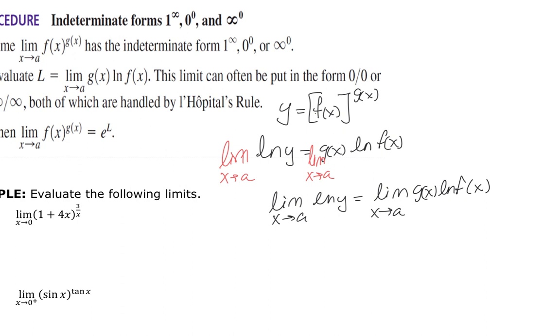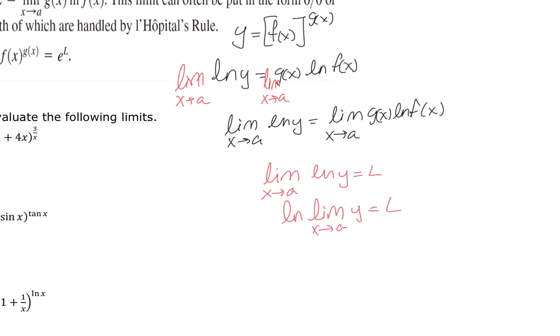Now, that's all good and well. So what else do we do? If the limit as x approaches a of the natural log of y is equal to L, then the natural log of the limit as x approaches a of y also equals L. All right, cool story. Now what? Well, remember by my exponential rules, if I take e raised to the natural log of something, it will equal that something. So the limit as x approaches a of y is equal to e to the L.